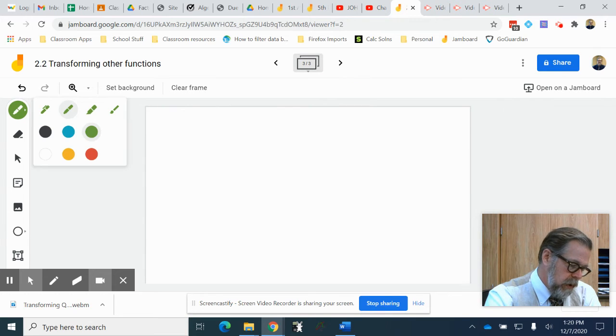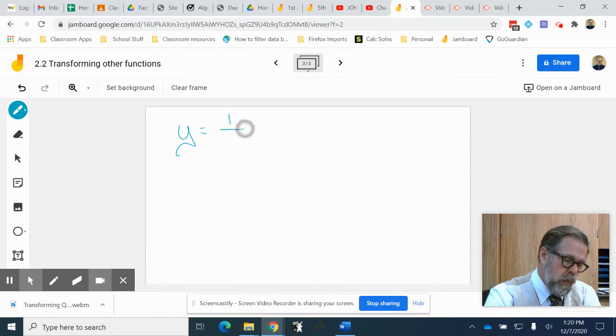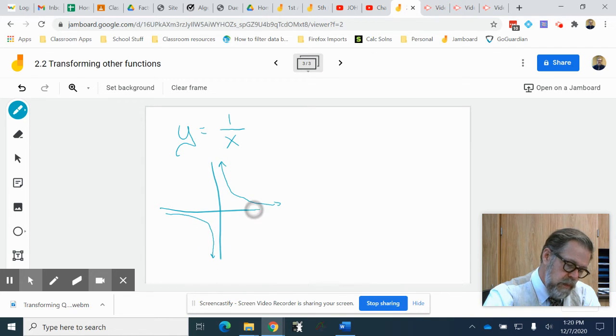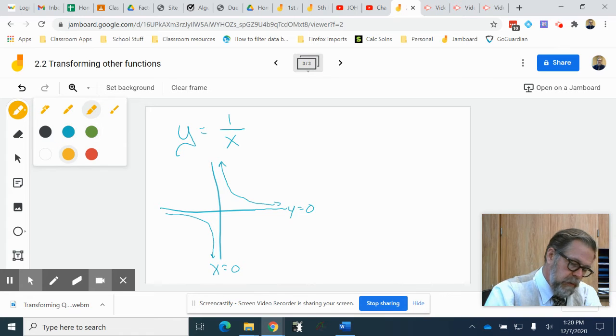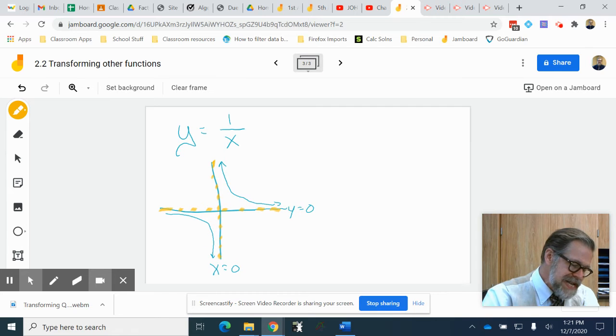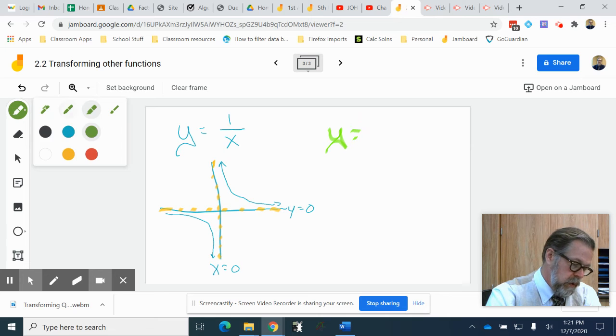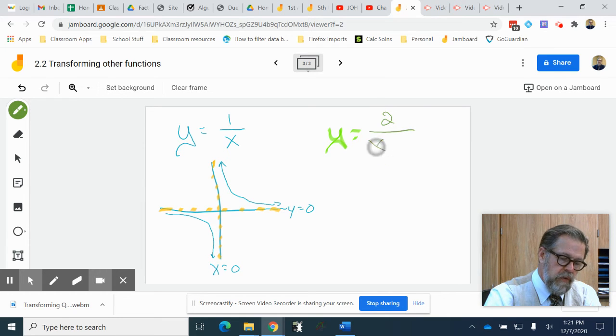One more example. Pick any random function, doesn't really matter. Y equals 1 over x. I know that this looks like this. I know that it has asymptotes at x equals 0 and y equals 0. Always a useful place to start when dealing with a rational function. Well, what if I write the graph y equals 2 over (x plus 1) minus 4.